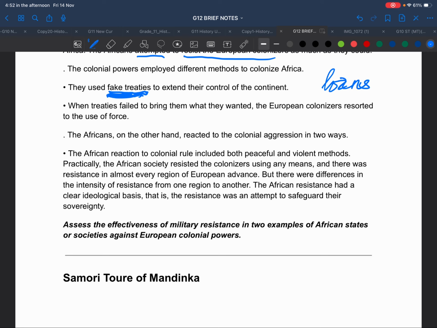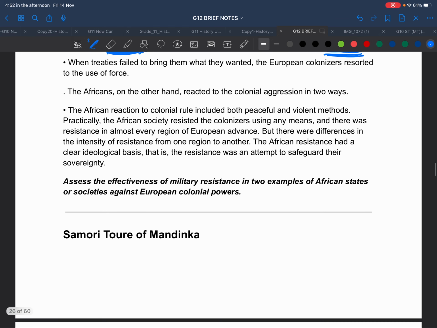When African natives failed to pay back those loans, those debts, they were finally forced to sell their land, to pass their land to the loan givers, the Europeans. These were the systems, including fake treaties, used by Europeans to extend their control of the continent. When treaties failed to bring them what they wanted, the European colonizers resorted to the use of force, their final strategy.